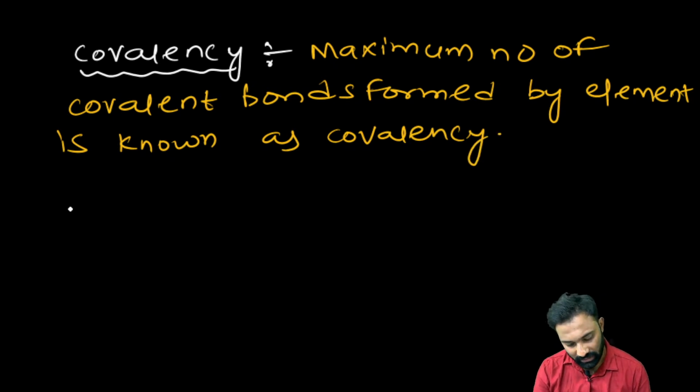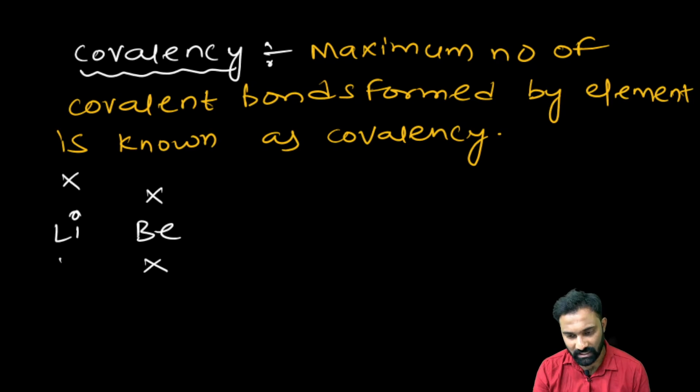Clear? Now for example, if you take lithium, valency electrons are 1 and its covalency is also 1. Beryllium, its covalency is 2, valence electrons are 2. Next, boron, its valency is 3 and its covalency is 3.